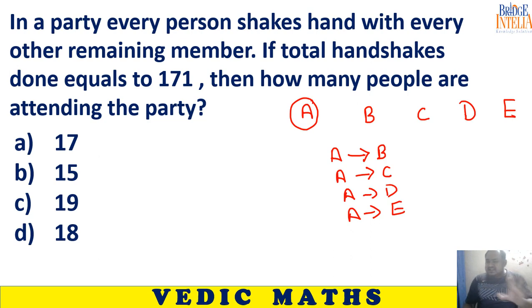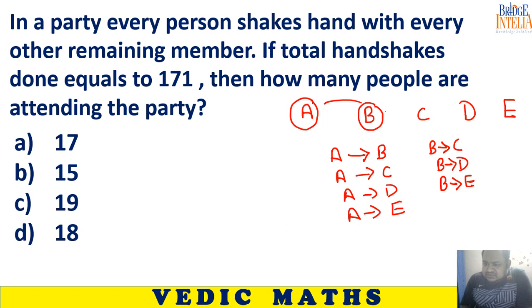Now A has done its job. A has shaken hand with every other person. B till now has shaken hand only with A. So B has not shaken hand with the remaining persons. So B will shake hand with C. After that, B will shake hand with D. Then B will shake hand with E. Fine. B does not need to shake hand with A again. That we have already counted here. Fine. So B has also done its job.